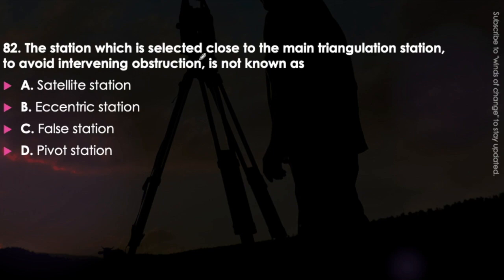Next question. The station which is selected close to the main triangulation station to avoid intervening obstruction is not known as, memorize it, it is not known as satellite station, eccentric station, false station, or pivot station. Just think about it. The station which is located very close to the triangulation station, okay, that is called as, the answer will be option D, that is pivot station. It is not being called. It will be called as either it is satellite station or eccentric station or false station. Okay, pivot station is something else.